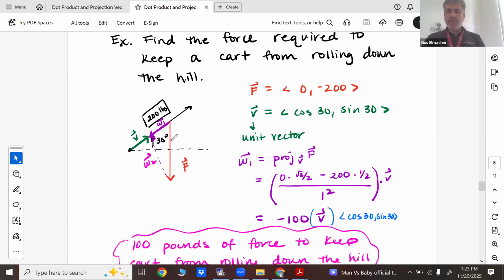And that's the force required to keep the cart from rolling down the hill. So that's why ramps are sometimes more advantageous when you're moving something. If you have movers come to your house, you're not going to lift something at 200 pounds. That's going to be kind of crazy. But if you use a ramp, it makes it a little easier because you have that leverage or that advantage.